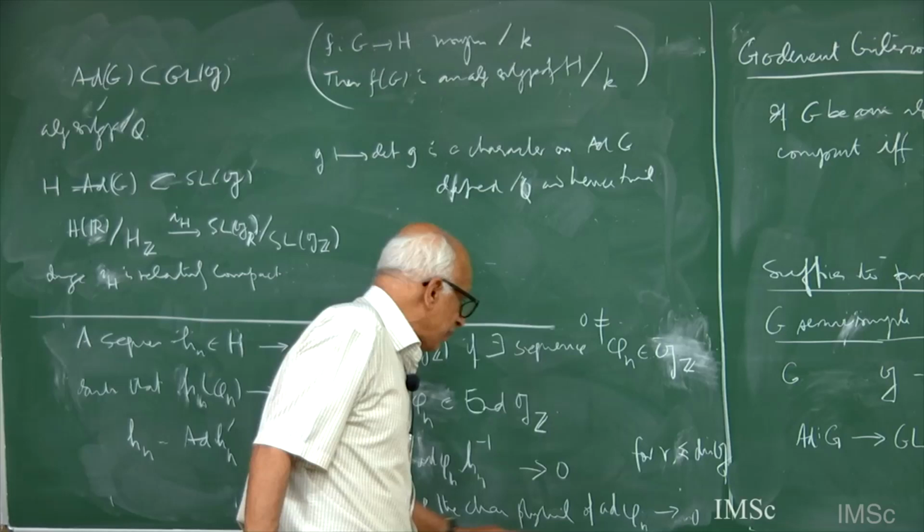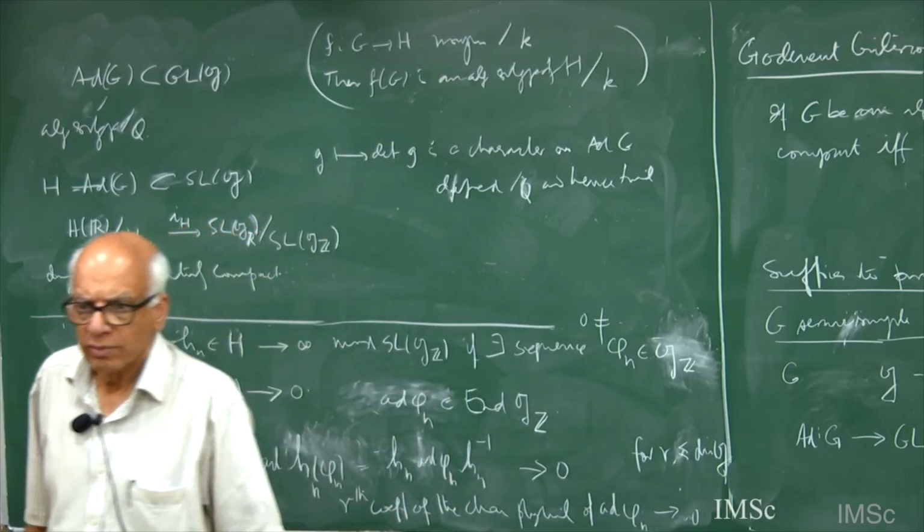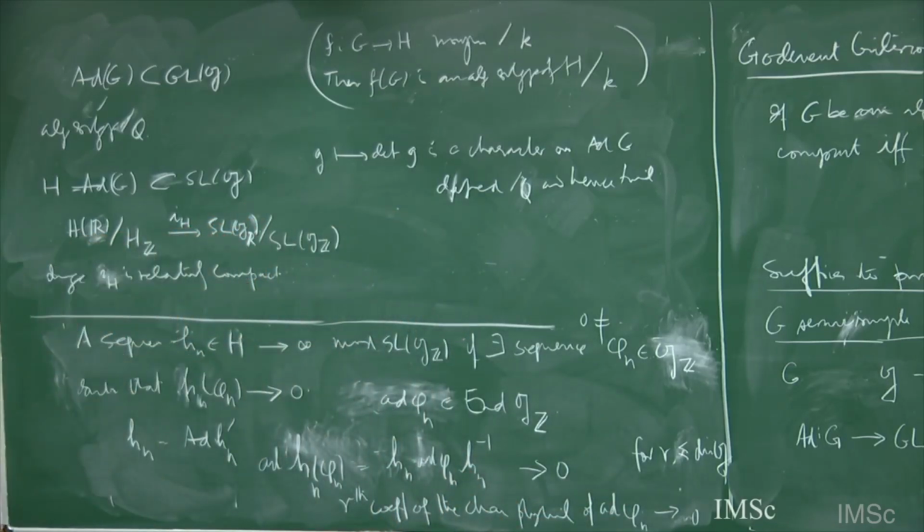The characteristic polynomial of Ad phi_n goes to 0. But Ad phi_n are integral matrices. Therefore the coefficients of the characteristic polynomial are integers. Integers going to 0 means they must be eventually 0. So all the coefficients of the characteristic polynomial are 0, which can happen only if it's a nilpotent matrix. All the eigenvalues have to be 0, so Ad phi_n is nilpotent.